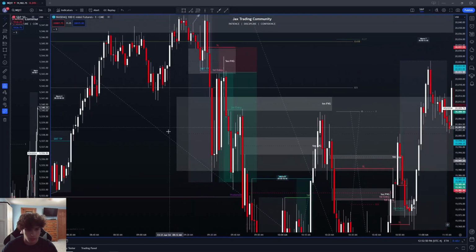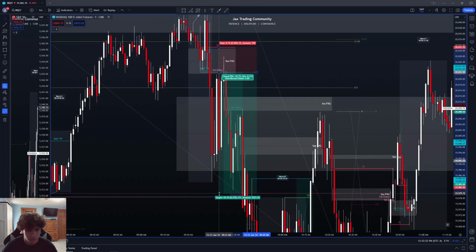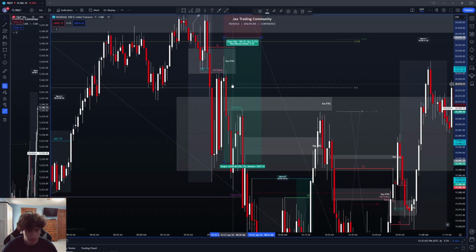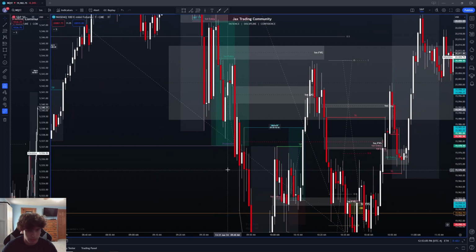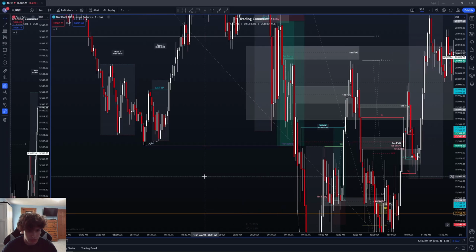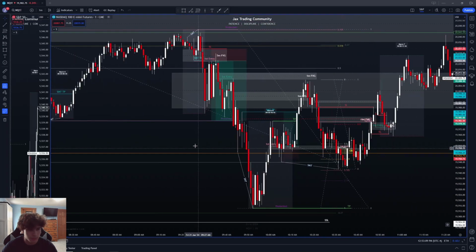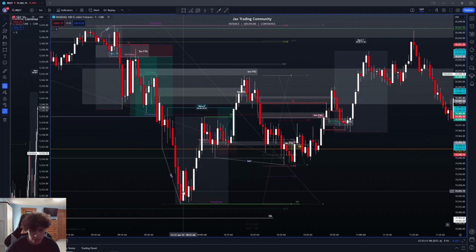So we came down to here. My target was right down here. So we reacted nicely. We came down, we came back up, and I did not add into here, but you could. You could add into this 1 minute, and then we just came back down again, and we took out this protected low. So then after that, we came a little further down.